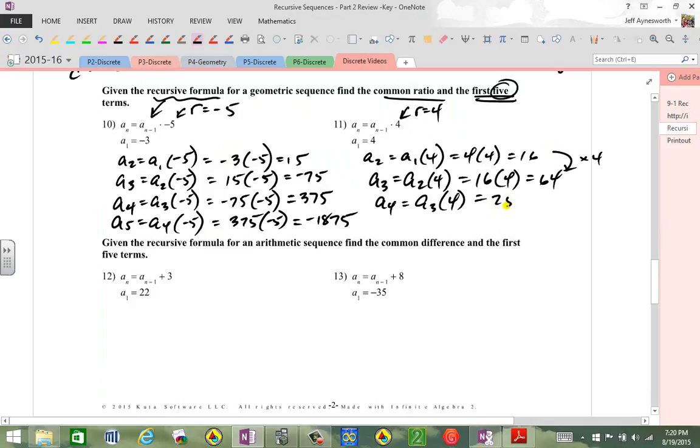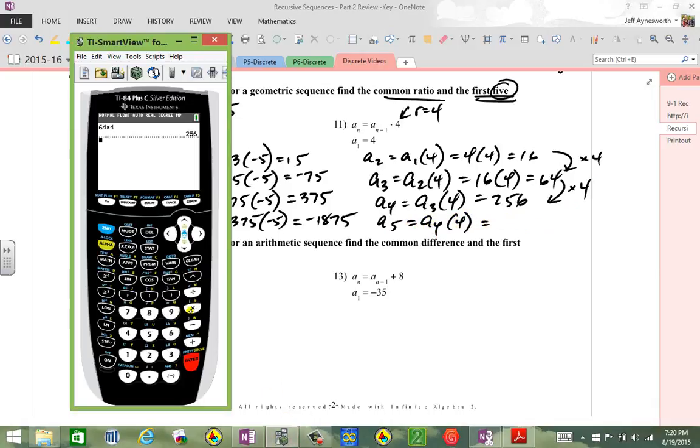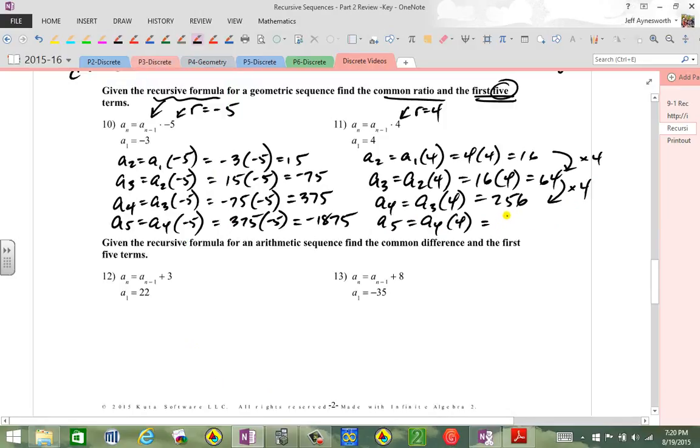So 256. Multiply it by 4. Fifth term, same thing, multiply by 4. So I take 256 times 4, just hit the times button, times 4 equals, and you get 1024. So 256 times 4 is 1024. You just keep on multiplying by 4.